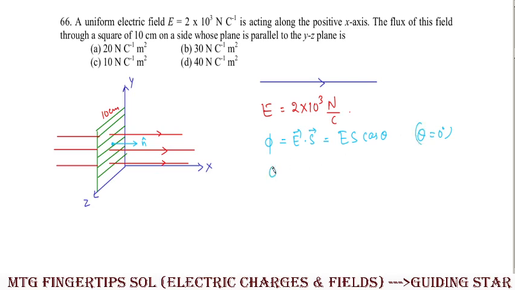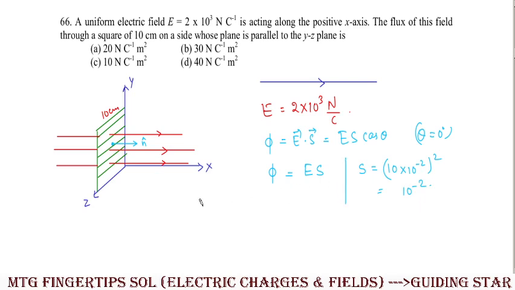So if theta is coming out to be 0 degree, that means flux phi is equal to Es cos 0, so it will be simply Es. Then what is the area over here? Area of the given square. The side is 10 centimeter, that means 10 into 10 to the power minus 2 squared. Clear? So the area will be approximately 10 to the power minus 2 finally.